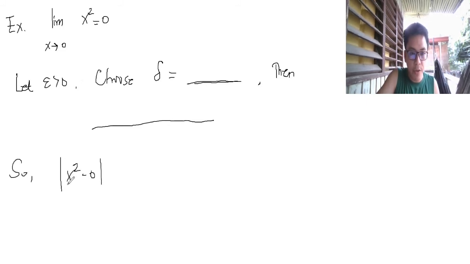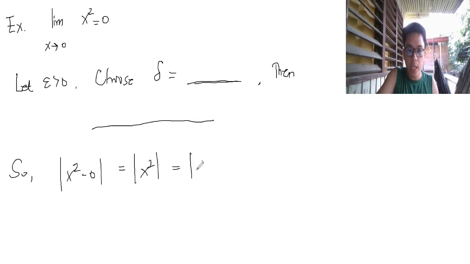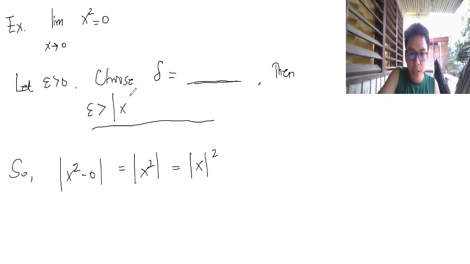|x squared minus 0|, because remember this is our f of x, this is our L, and so we can write this as |x squared|. And remember that the absolute value of x squared is actually the square of the absolute value of x. Okay. Now, how can we end up that this thing here is less than epsilon? Okay. Remember that we could have epsilon greater than x squared, which implies that square root of epsilon is greater than the absolute value of x.